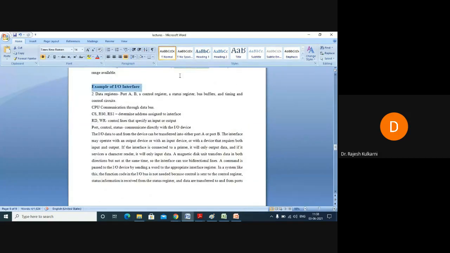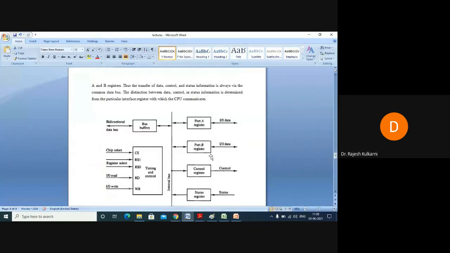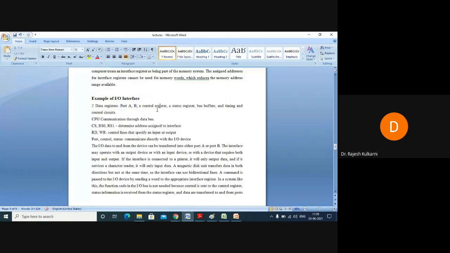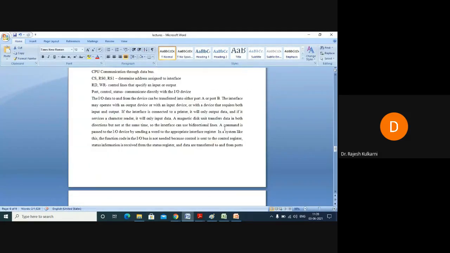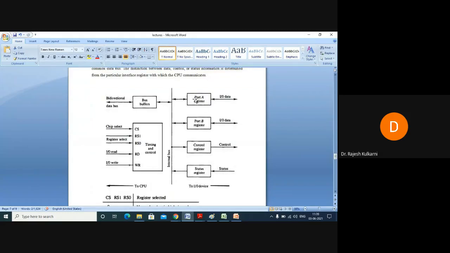Let us look at a few of the highlighted points. We are seeing port A and port B. These are two registers. Here you can see a total of 4 registers. But the port A and port B registers are for input output data. You are also seeing the control register, status register, bus buffer, and timing and control circuit. So basically we have listed out port A, port B, control register, status register, bus buffer and timing and control circuits.